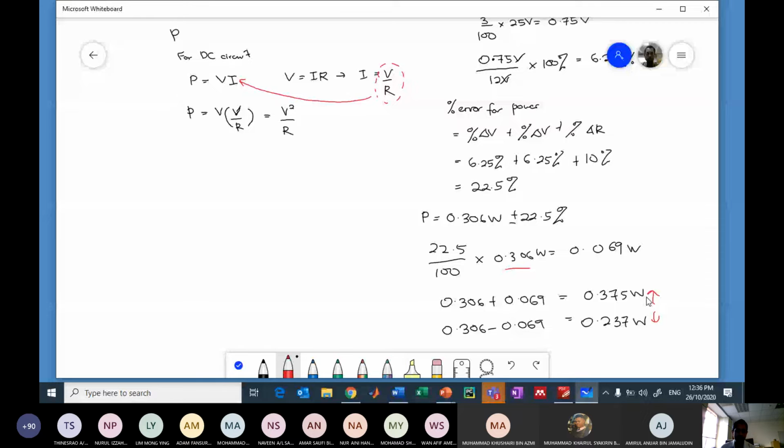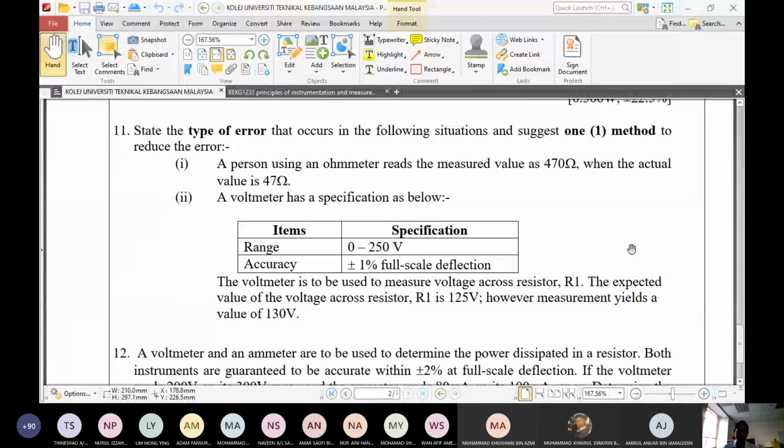Then question 11. Question 11: state the type of error that occurs in the following situation and suggest one method to reduce the error. A person using an ohmmeter reads the measured value as 470 ohms when the actual value is 47 ohms.